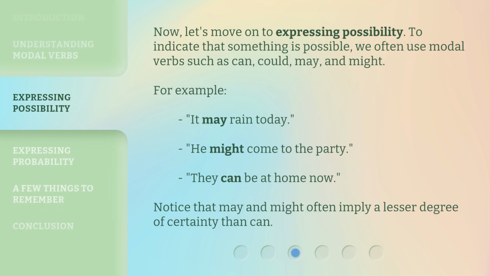Now, let's move on to expressing possibility. To indicate that something is possible, we often use modal verbs such as can, could, may, and might. For example, it may rain today. He might come to the party. They can be at home now. Notice that may and might often imply a lesser degree of certainty than can.